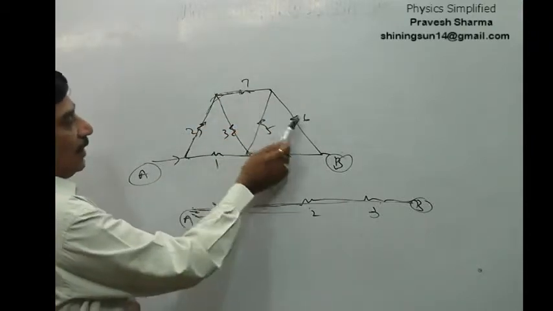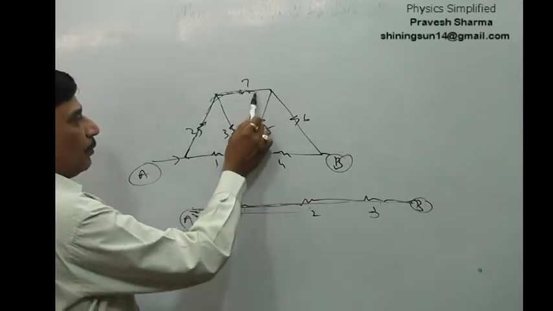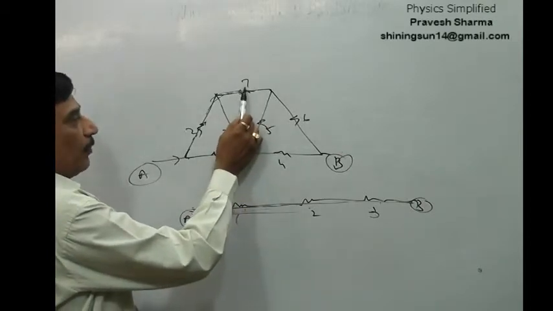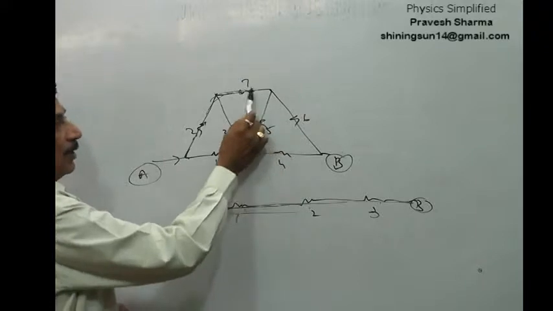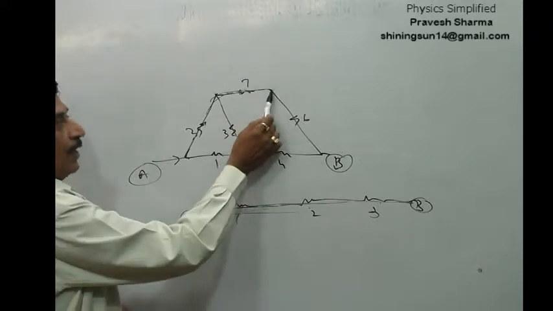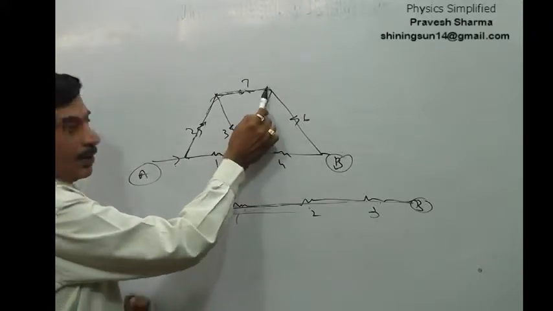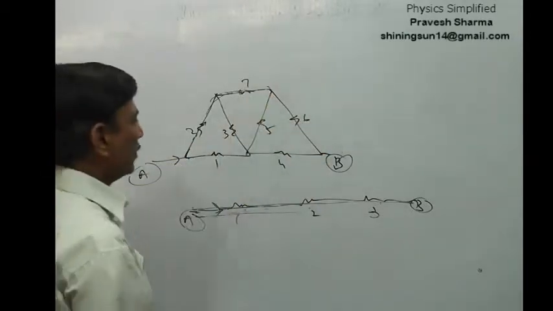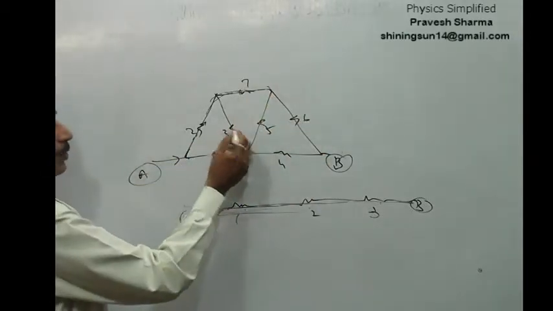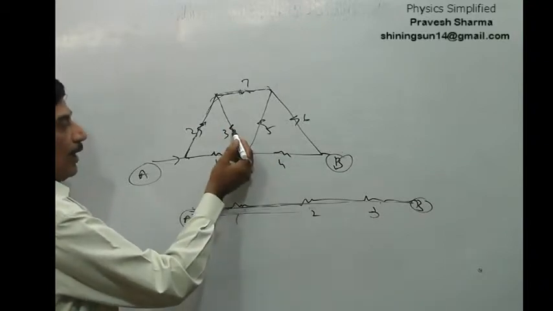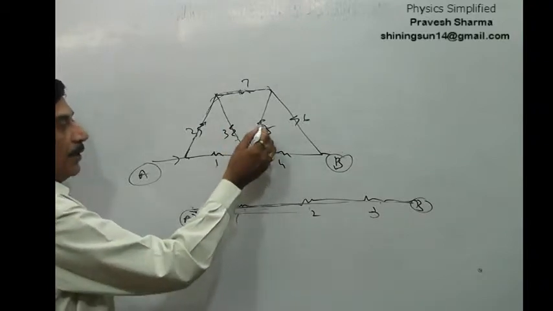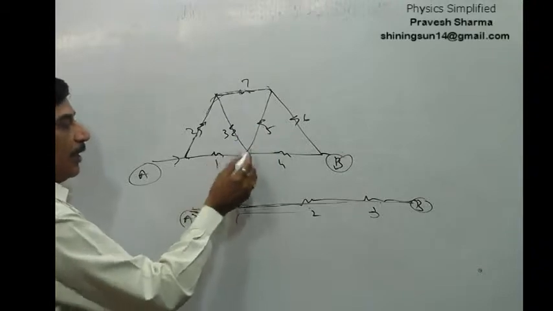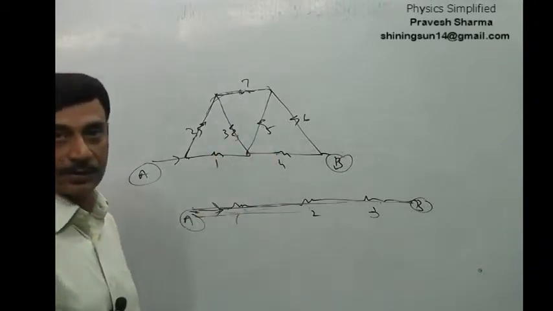Similarly, you cannot say 7 and 6 are in series, because going from 7 to 6, there is again one option. You can take this path also as soon as you reach this junction. Had it not been there, then 7 and 6 would definitely have been in series. Similarly over here, 3 and 4 are not in series, because as you go from 3 to 4, there is once again an option. You can go over here, you can go over here, so 3 and 4 are not in series.